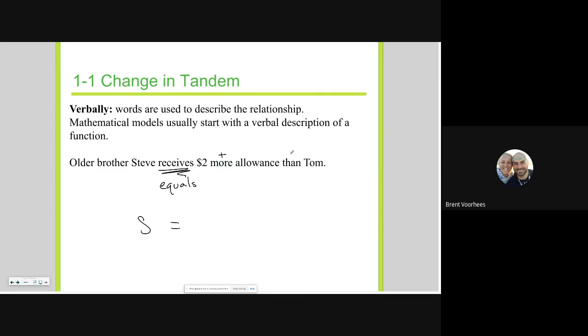Now, when you see the word than, this is an interesting word. This usually means switch the order. When you see the word than, switch the order. So what does that mean? Instead of saying 2 plus T for Tom, you see than, you switch the order. Now, in this problem, it doesn't matter, but I'm going to say equals T plus 2. So Steve is Tom plus 2. Whatever Tom gets, Steve gets $2 more. Now, this would be analytical. That's analytical right there.